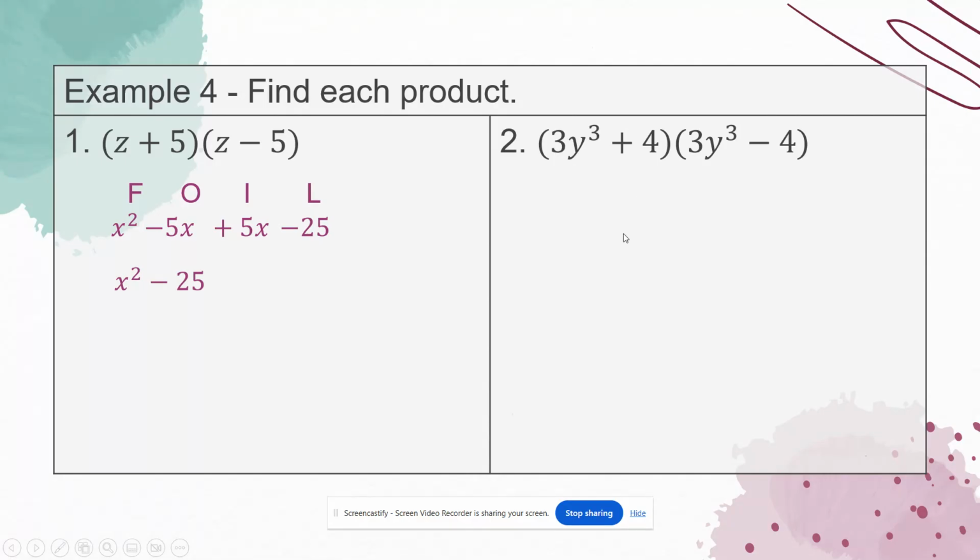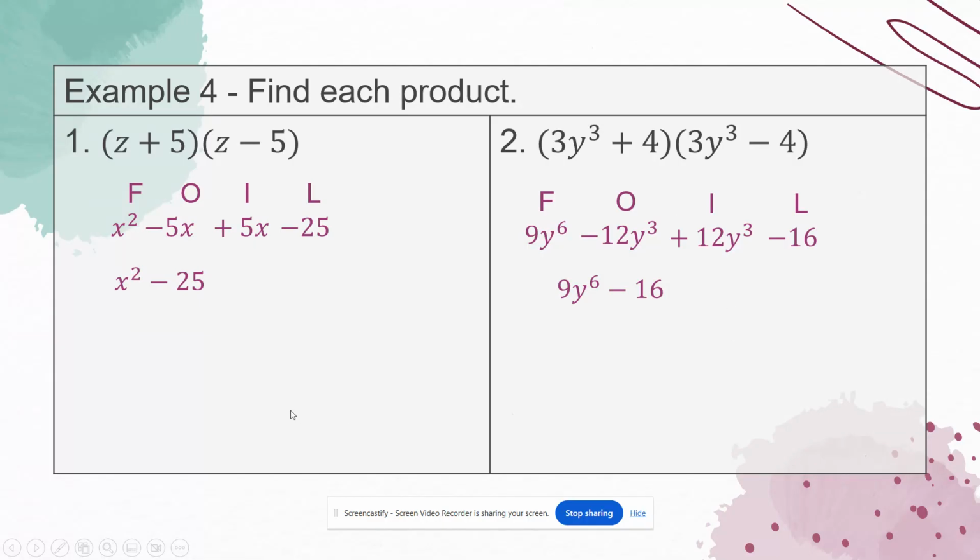Okay. Number 2, we have 3y cubed plus 4 and 3y cubed minus 4. So again, these are conjugates, same terms, just different signs. 3y cubed times 3y cubed would be 9y to the 6th. 3y cubed times negative 4 would be negative 12y cubed. 4 times 3y cubed would be positive 12y cubed. And positive 4 times negative 4 would be negative 16. And once again, we notice our middle terms cancel out. So I'd have 9y to the 6th minus 16.